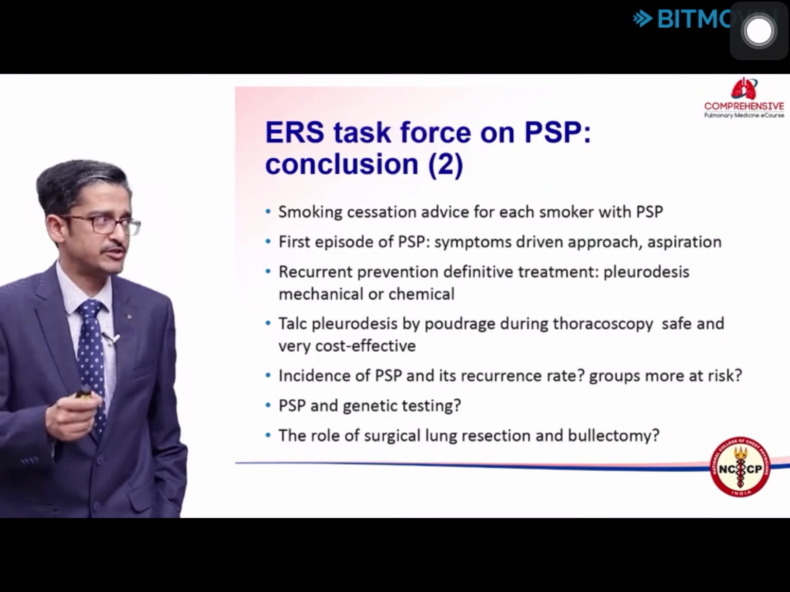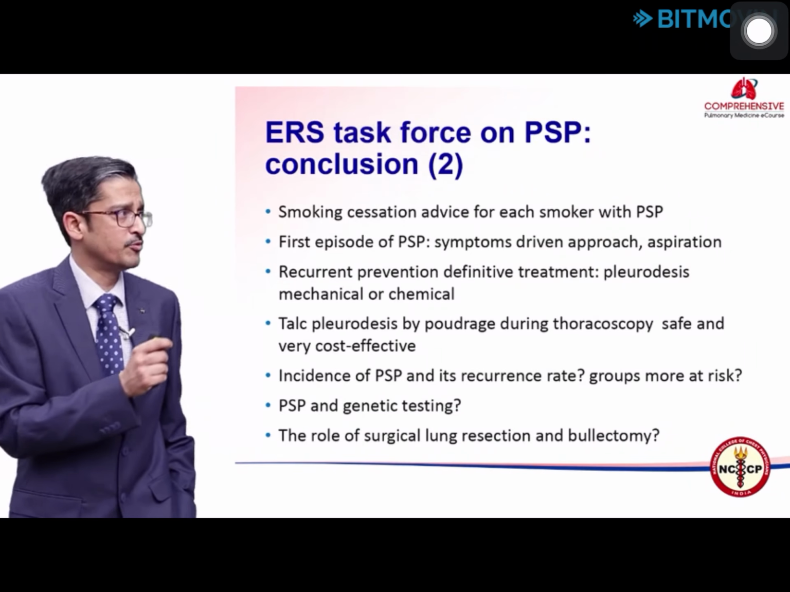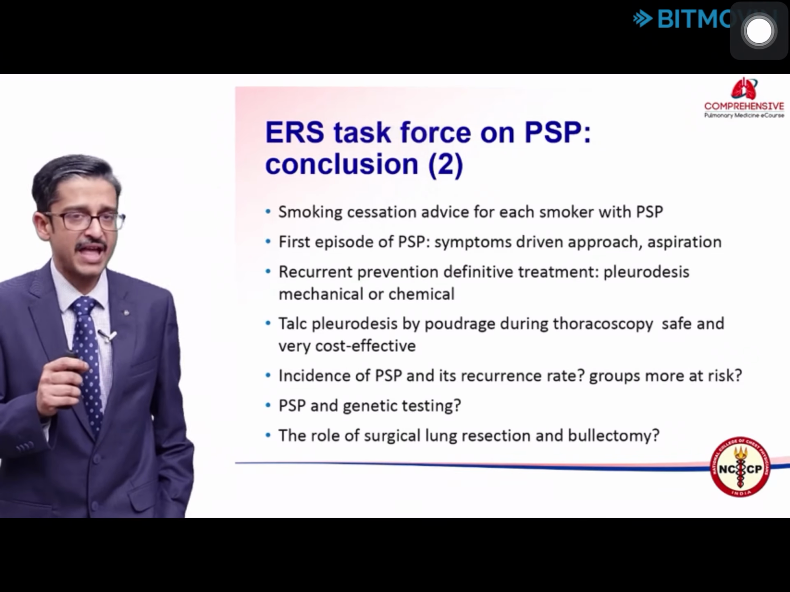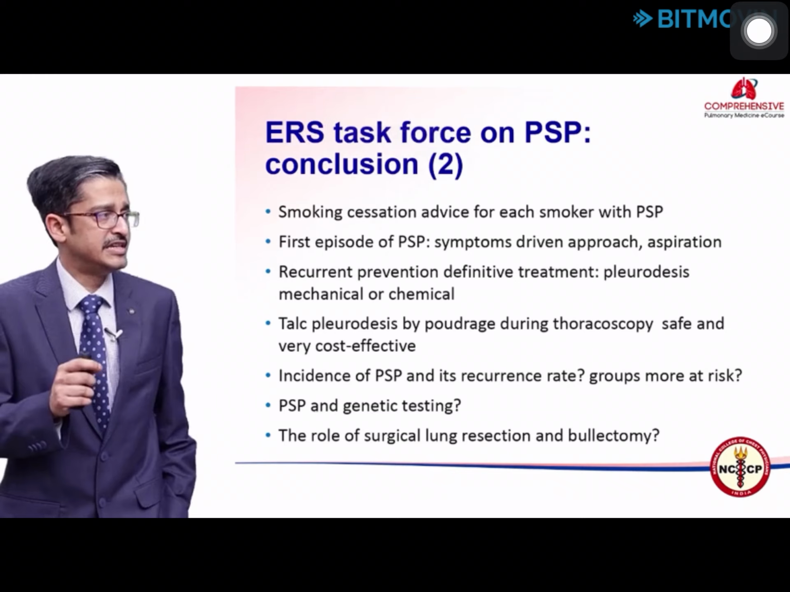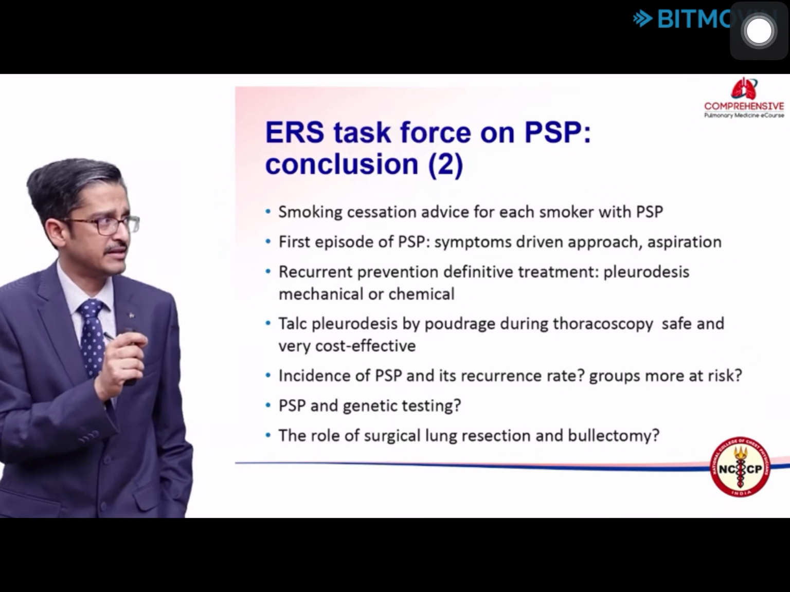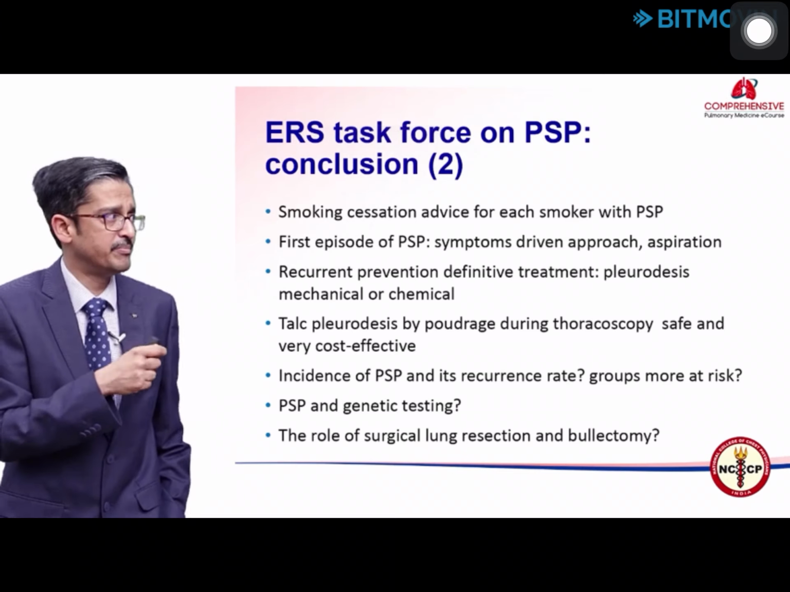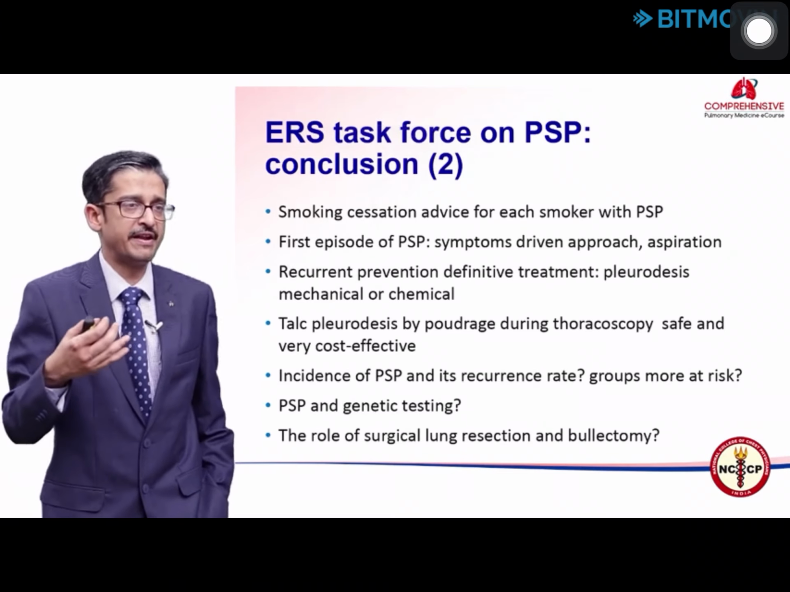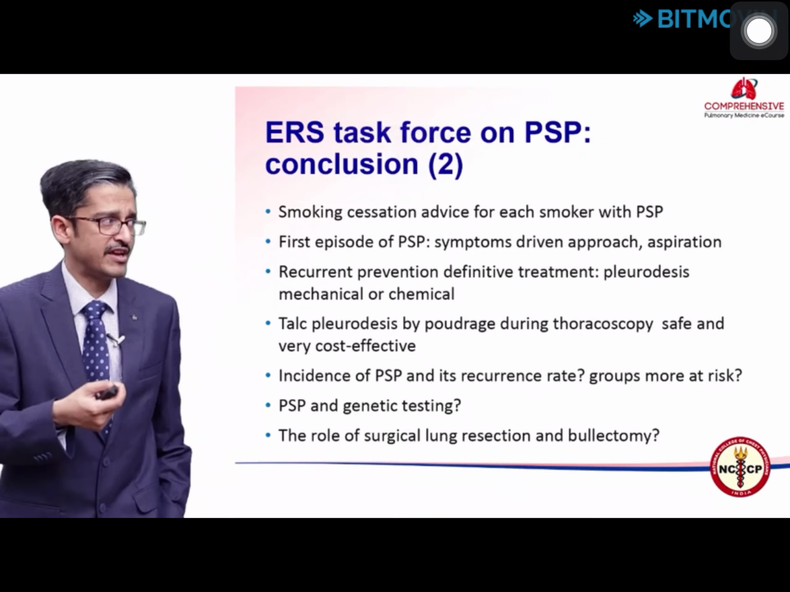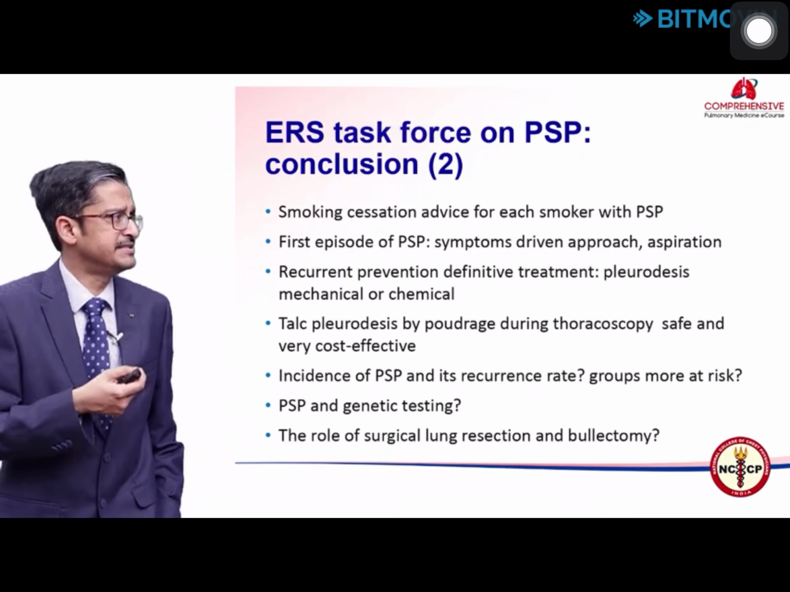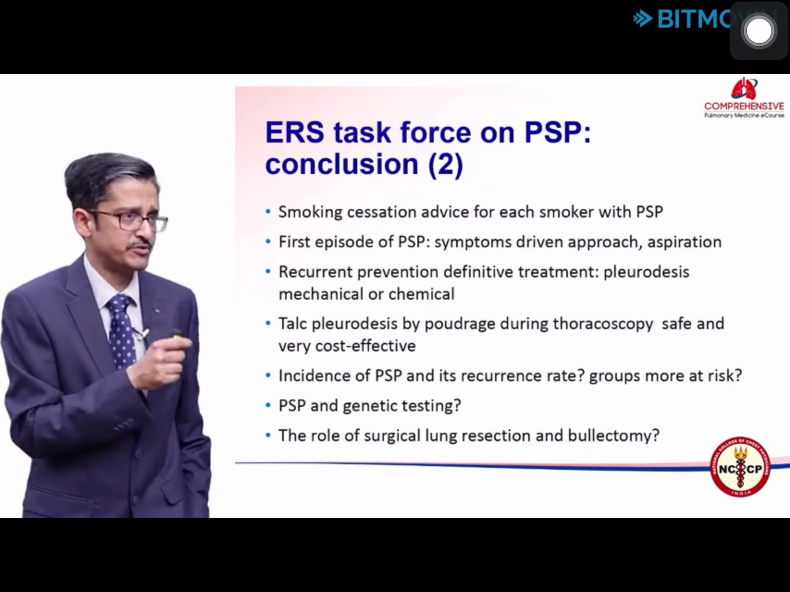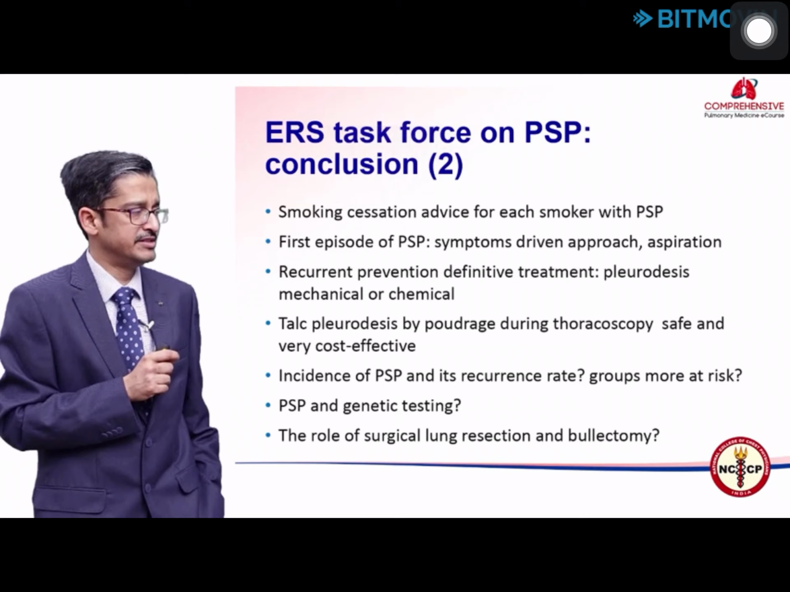Smoking cessation advice for each patient who is a smoker with primary spontaneous pneumothorax. Symptom-driven approach, like we said, aspiration being important, definitive treatment in groups that we talked about. Pleurodesis can be mechanical, pleurodesis can be chemical, but talc pleurodesis is what we recommend, and that would be by poudrage with thoracoscopy. This is safe and very effective. Incidence of primary spontaneous pneumothorax and its recurrence rate in some groups we have talked about without much evidence.